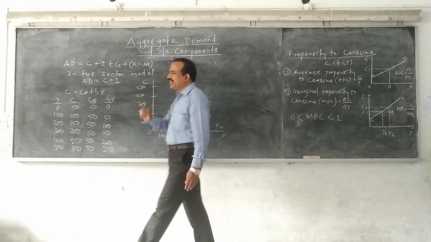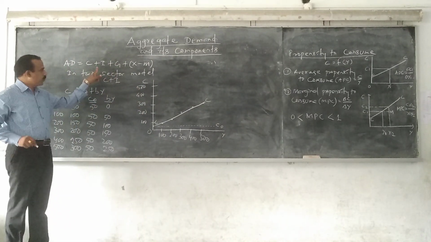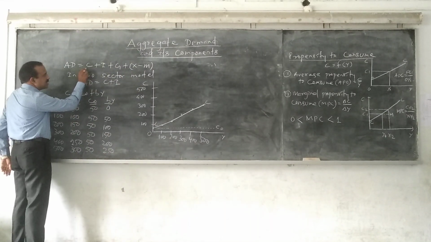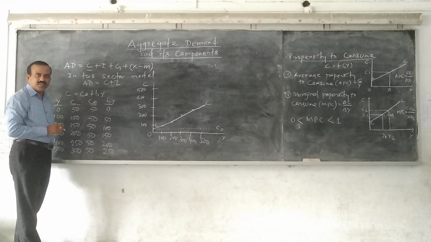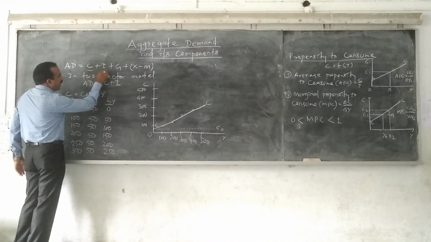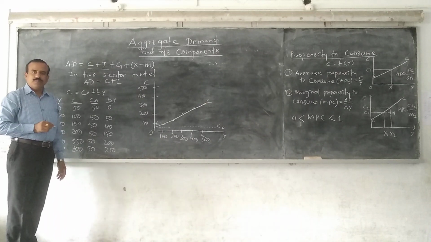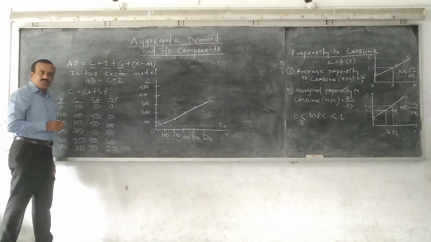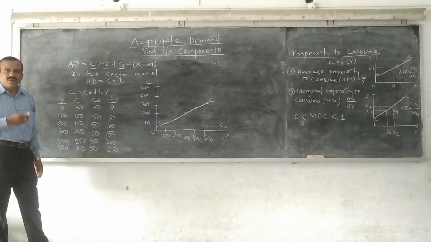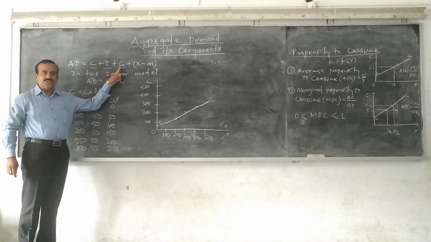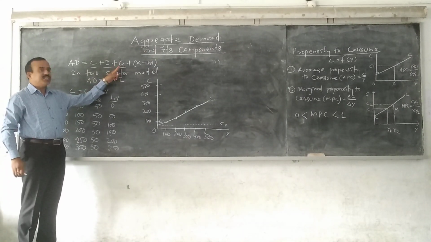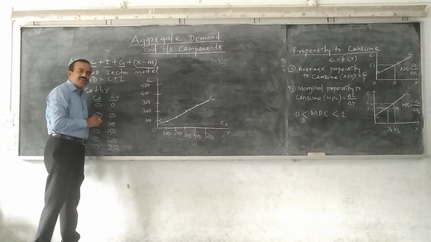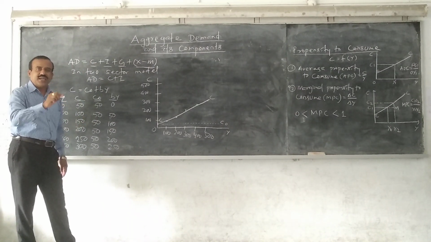So aggregate demand AD is equal to C plus I plus G plus X minus M, where C stands for consumption expenditure made by the household, I stands for investment expenditure made by the producer or firm, and G is government expenditure. Government is spending a lot of money for various public utility activities. This expenditure is included in G. And this is your net export. Net export is the difference between export of a country and its import.